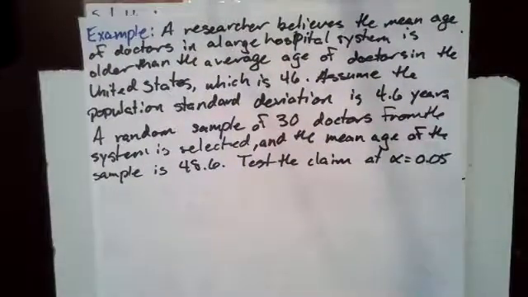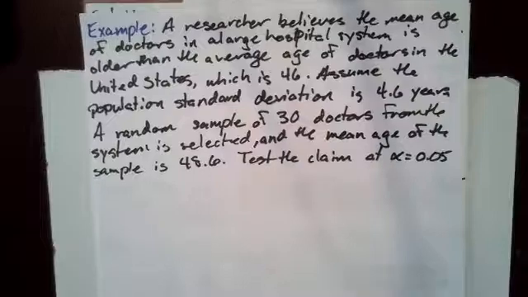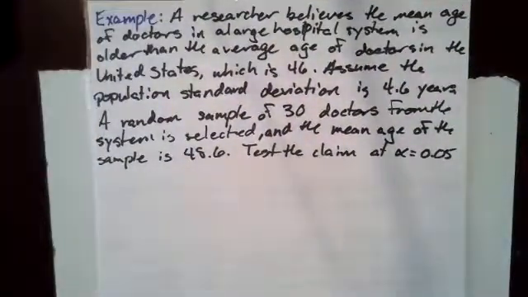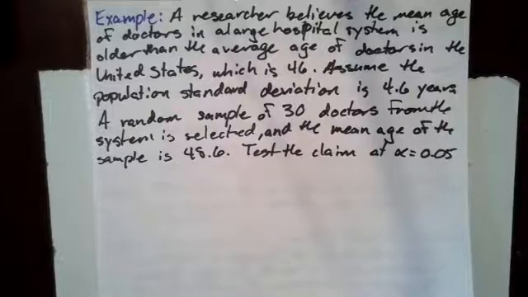For example, a researcher believes the mean age of doctors in a large hospital system is older than the average age of doctors in the United States, which is 46. Assume the population standard deviation is 4.6 years. A random sample of 30 from the system is selected, and the mean age of the sample is 48.6. Test the claim at alpha equals 0.05.